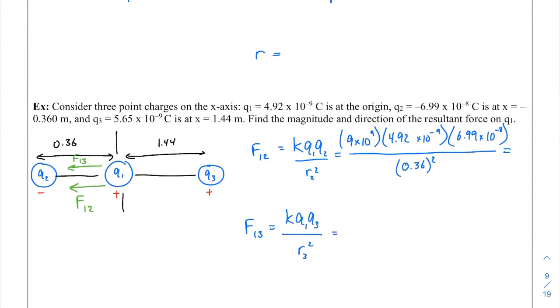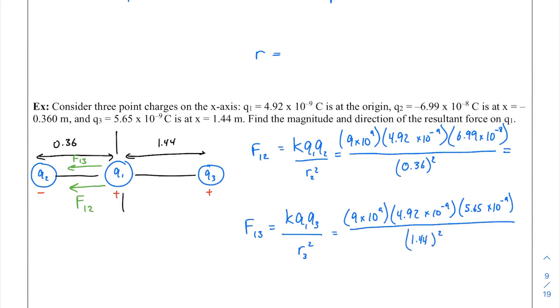And then for F13, 9 times 10 to the 9. My Q1 is still 4.92 times 10 to the negative 9. My Q3 is 5.65 times 10 to the negative 9, and then divide that by R3 squared, which is 1.44 squared. And you should be able to calculate that. Okay. So again, this is going to be one of those where I expect you to calculate out what these values are. We're going to go over it in class.